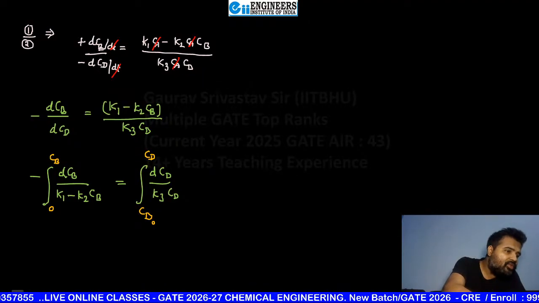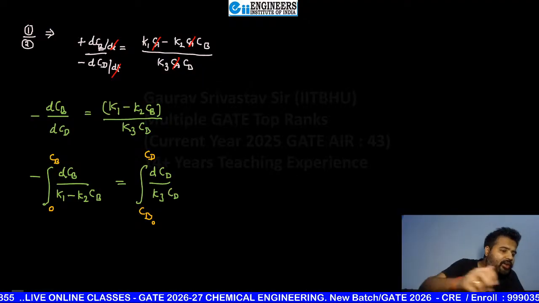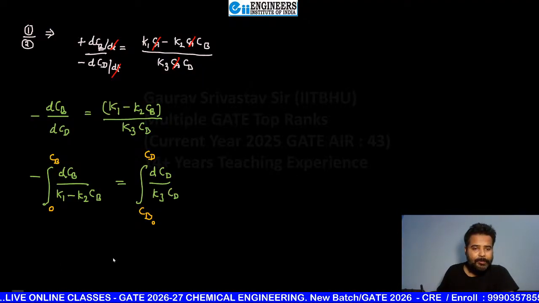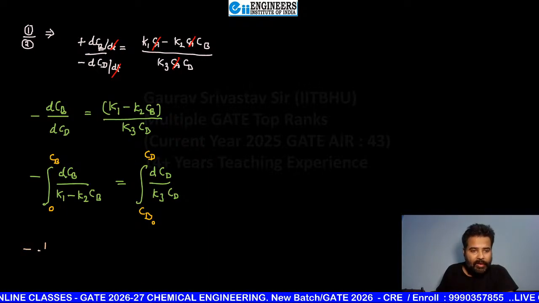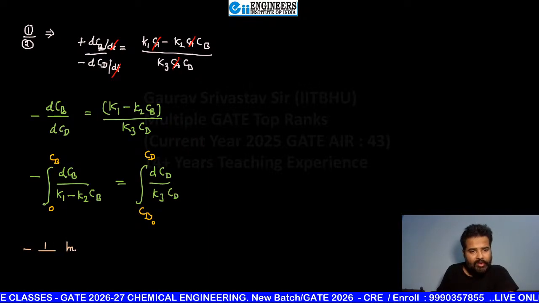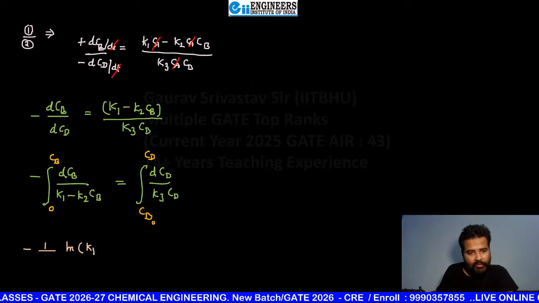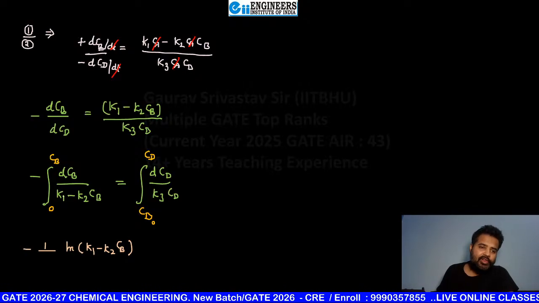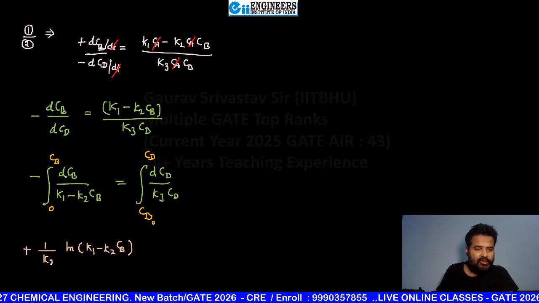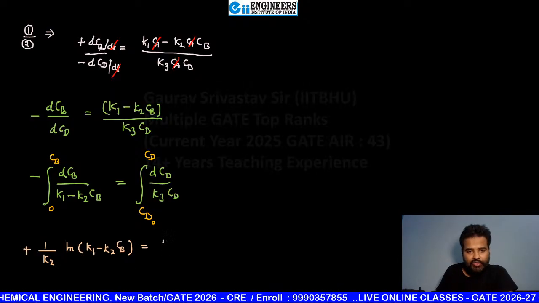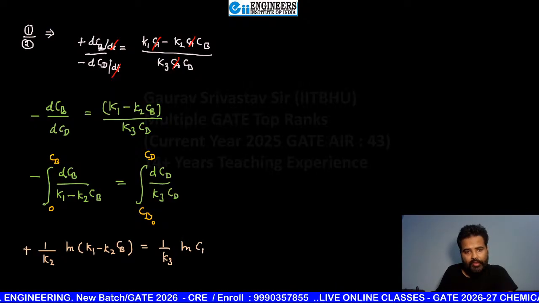One more answer is coming from Shiva Tarun. Solved, very good, Shiva Tarun. I think your answer is correct. So just solve this. So minus 1 upon, first you can write here ln of K1 minus K2Cb. Then the differentiation of K1 is 0 and of minus K2Cb it is minus K2. So here also you will get minus K2, so minus minus is plus, and it is K2. And that becomes equal to 1 by K3, which is constant 1, and here you can write ln of Cd.